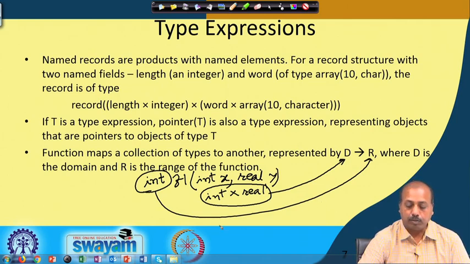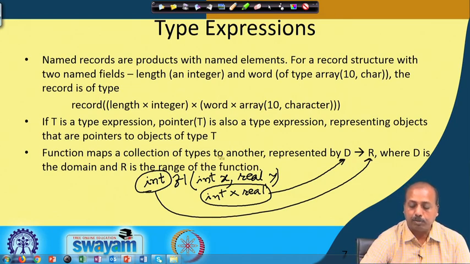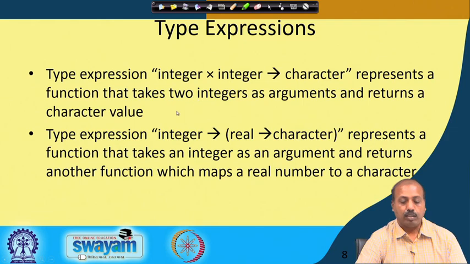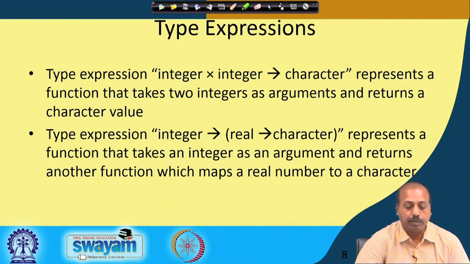So, this function f1 will map a collection of types to another and is represented by D to R. Next we will see how this integer cross integer to character works. This is an example of a function.